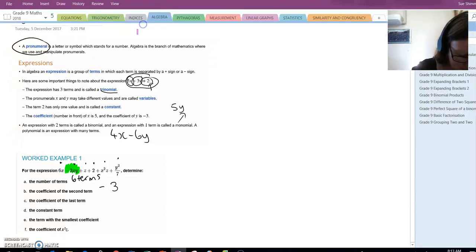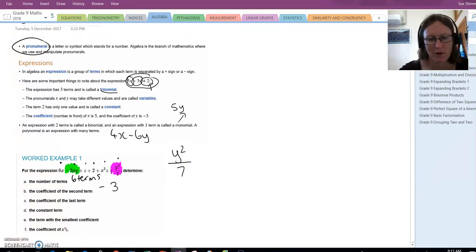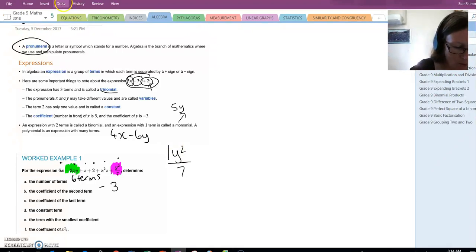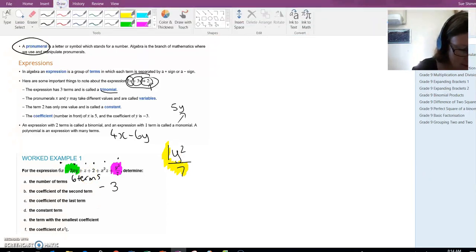What is the coefficient of the last term? So I'm going to highlight our last term. The coefficient is the number in front of the pronumeral. If you can't see anything with the y squared, remember about putting a 1 there. So the coefficient, the number in front of the y squared, is 1 over 7. So the coefficient of the last term is 1/7.